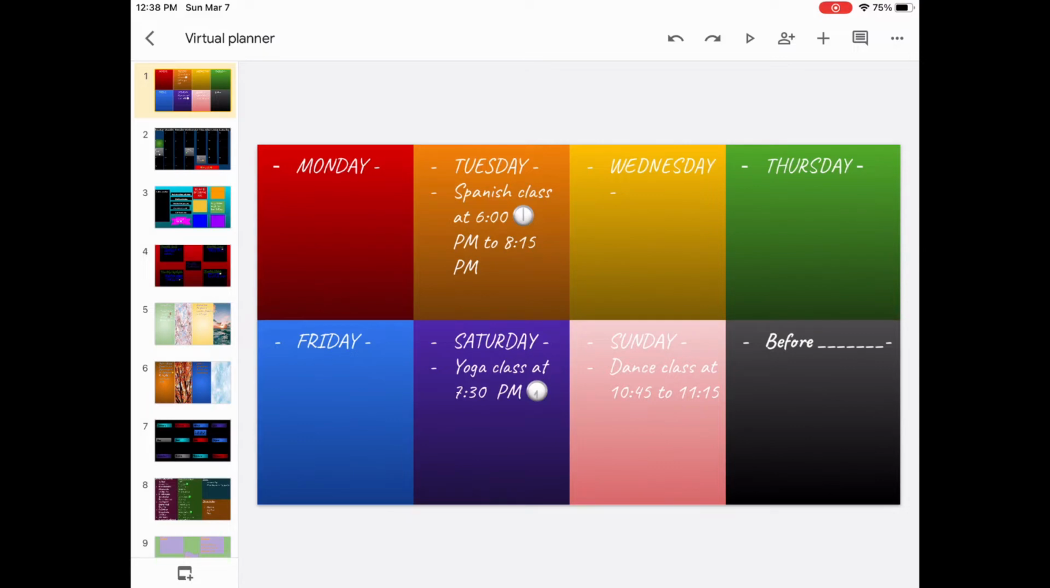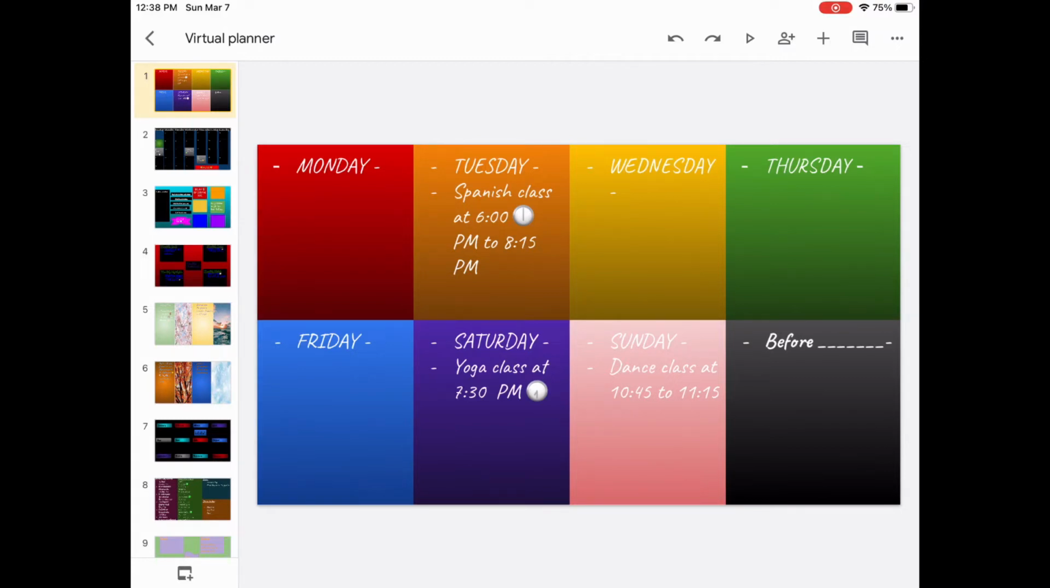And the black box you see there is before blank. So for example, you can say before Thursday, finish reading this book, or before Friday, finish your project for school, just like that. So you can be reminded.